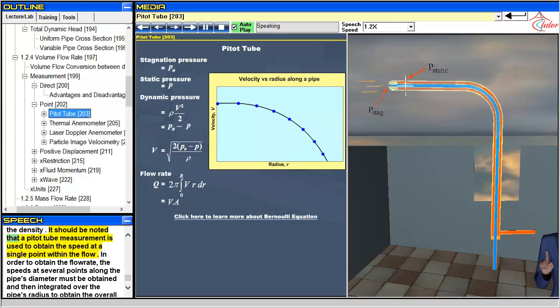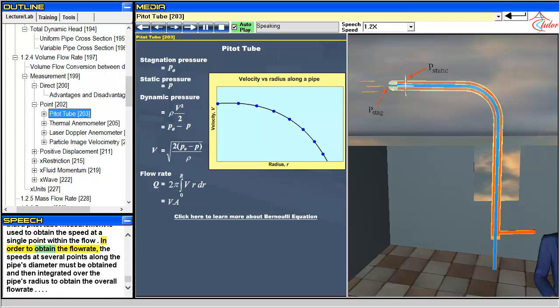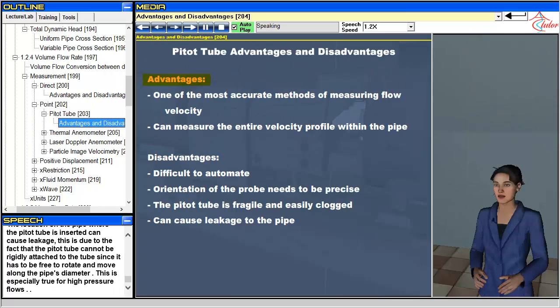It should be noted that a Pitot tube measurement is used to obtain the speed at a single point within the flow. In order to obtain the flow rate, the speeds at several points along the pipe's diameter must be obtained, and then integrated over the pipe's radius to obtain the overall flow rate.